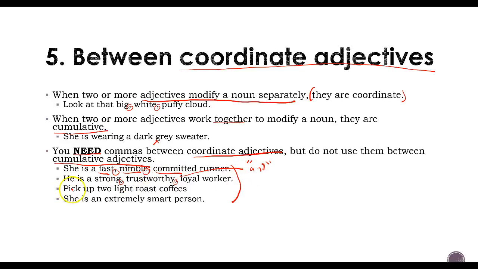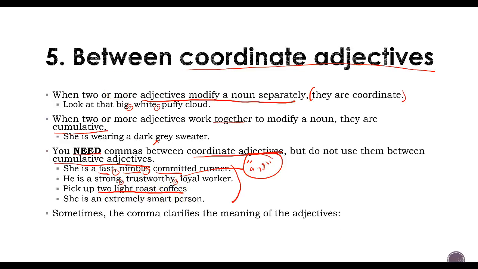But if we say, pick up 2 and light and roast coffees, the and doesn't make any sense because they're building one off the other. She is an extremely and smart person. That doesn't make any sense either. So that's the test right there for do you have coordinate adjectives or cumulative adjectives, is if you can replace it with and, then you would use the comma. If it doesn't make sense to replace it with the and, then no comma because they're cumulative. They're building off the other.